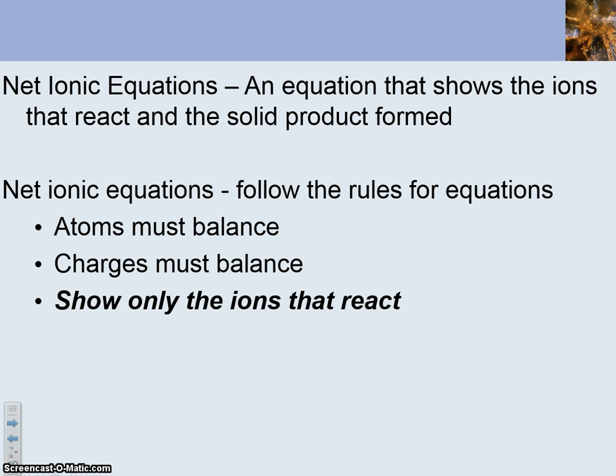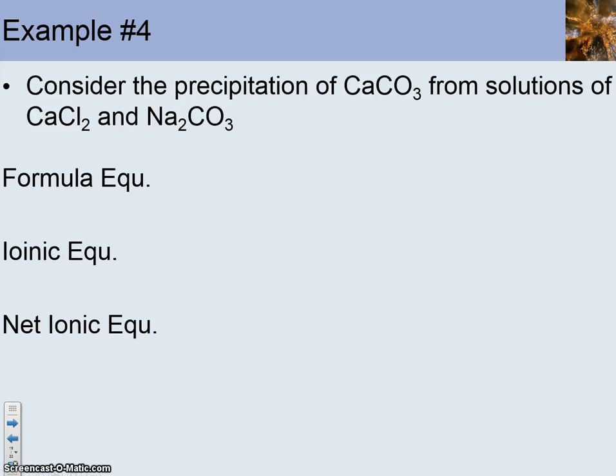for a net ionic equation. So net ionic equation, we've got to follow the following rules. Atoms must balance, charges must balance, and we only show the ions that are reacting or forming a precipitate. The others are just kind of along for the ride. So let's look at the precipitation of calcium carbonate, or limestone, from calcium chloride and sodium carbonate. So here's our formula equation, just like what we have seen in the last chapter.